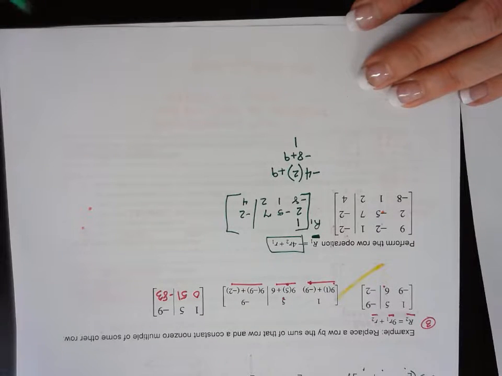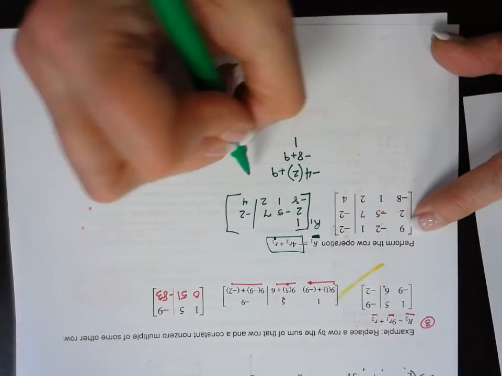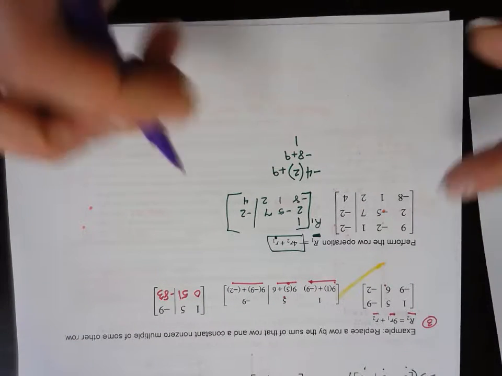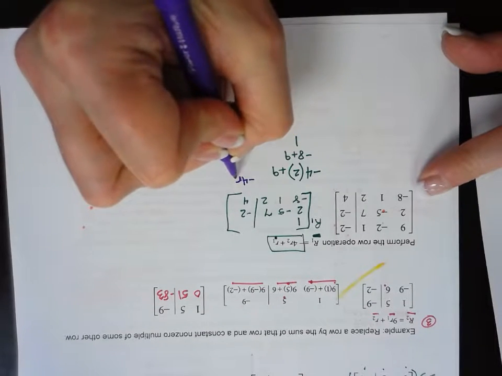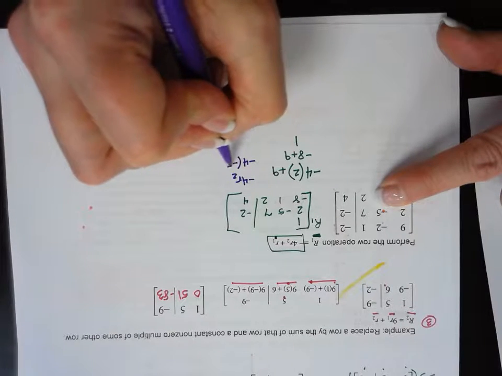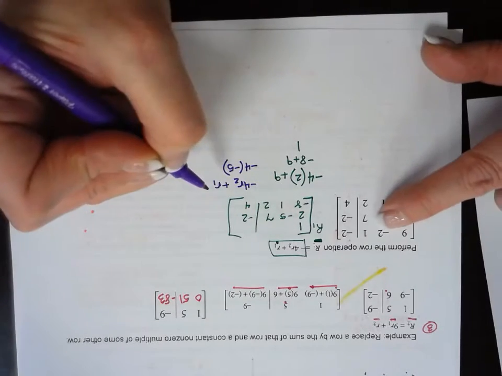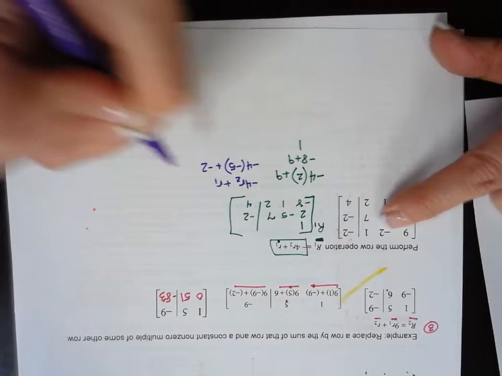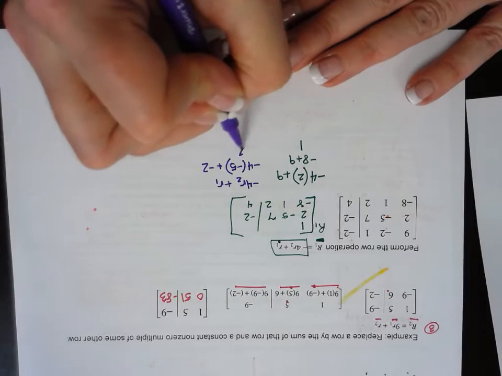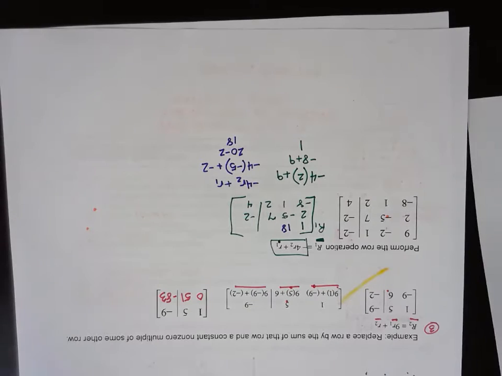Where did you get the plus 9 from? Oh, because I added row 1. So for my second element, I'm going to do negative 4 times row 2, so that's negative 4 times negative 5. And then I'm going to add row 1, so I'm adding a negative 2. So I get 20 minus 2, and my second element is 18.